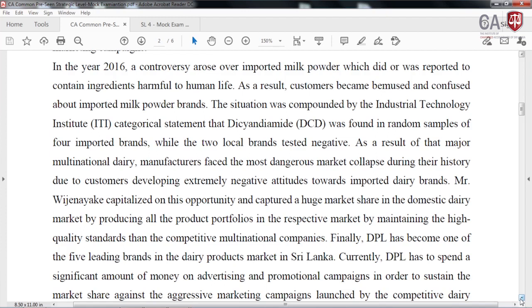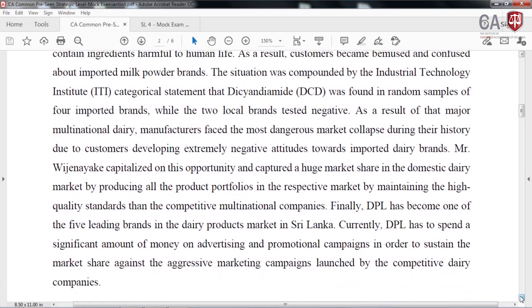Currently, DPL has to spend a significant amount of money on advertising and promotional campaigns in order to sustain the market share against the aggressive marketing campaigns launched by the competing dairy companies.